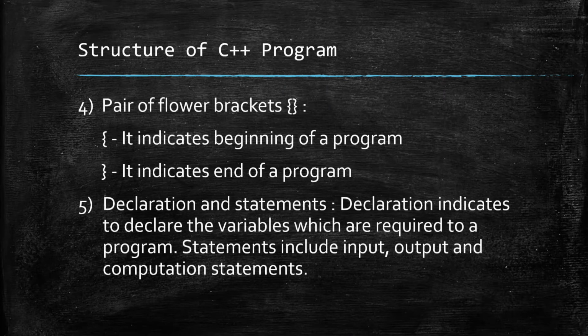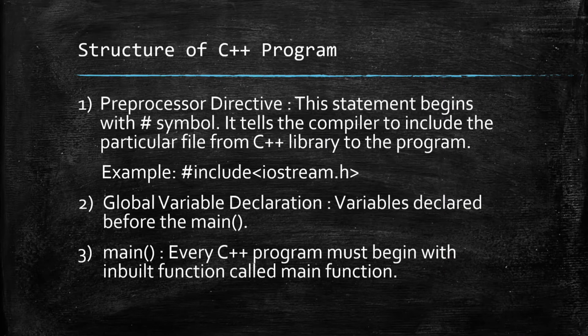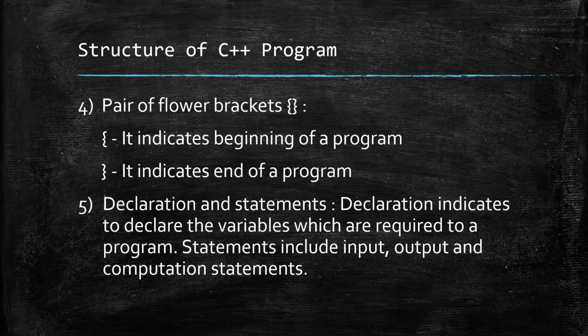Next, fourth one is pair of flower brackets. So in the punctuators, I have told you what's the use of this, and I have also mentioned it for our preprocessor directives and main function, right? So these are all used. So those are compulsory punctuators. That's why we learn all the basics and then we come to the program. Fine. So a pair of flower brackets. So opening flower bracket indicates the beginning of a program, and closing flower bracket indicates the end of a program. Fine.